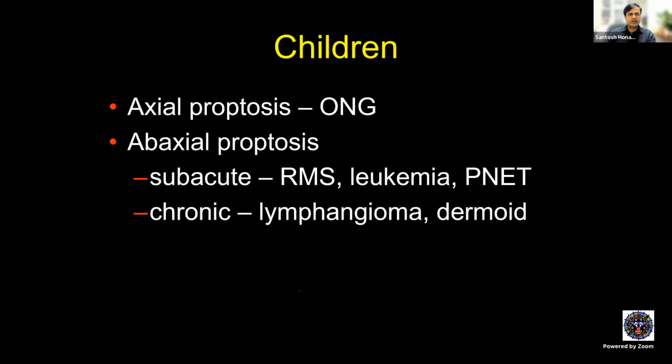If a child has axial proptosis, silent, chronic proptosis, without any conjunctival congestion, without any sign of inflammation, your primary differential diagnosis should be optic nerve glioma. Then you should look for leash nodule and other stigmata of neurofibromatosis. If the child has that, your diagnosis is more or less certain clinically.